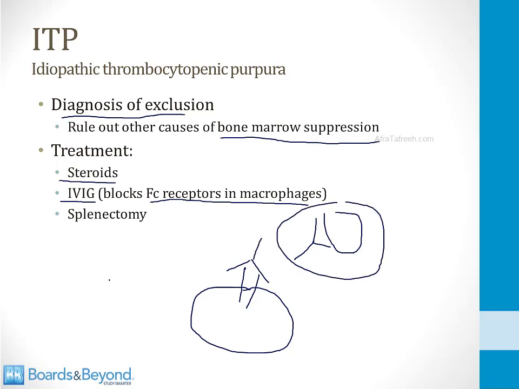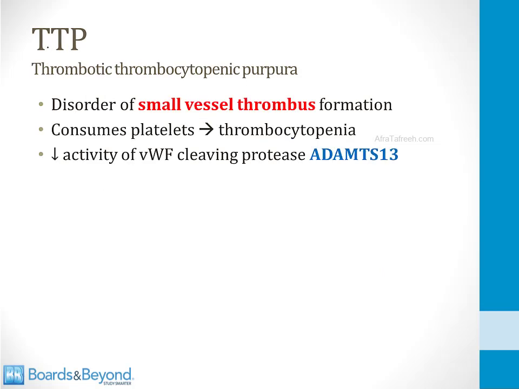Another treatment that's commonly done for severe ITP is splenectomy. You can live without your spleen, so the spleen will be removed, and then the patient will see a rise in the platelet counts. Our next platelet disorder is called TTP, and the name sounds a lot like ITP, but they are completely different disorders.